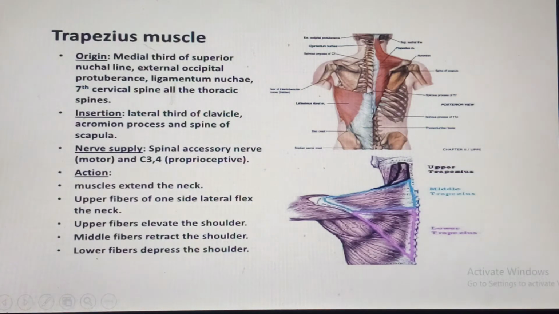Now you see that in most cases there will be another muscle which will also be supplied by the spinal accessory nerve, and that one will be the sternocleidomastoid muscle. But its proprioceptive innervation will be coming from C3 and C4 cervical nerve levels.